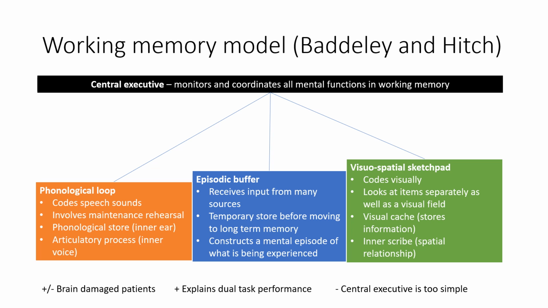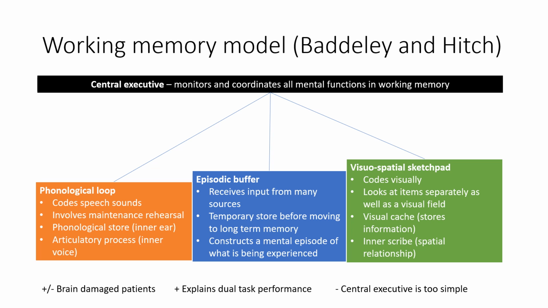And then on the other side of that, you've got the visuospatial sketchpad, which codes visually, looks at items separately as well as a visual field. Then you've got the visual cache, which stores information, and then the inner scribe notes down the spatial relationship between the items that you see. So this will actually help you piece together everything that you see and create a space.